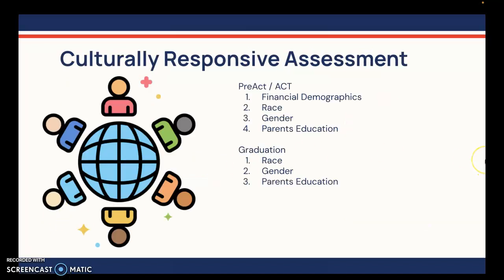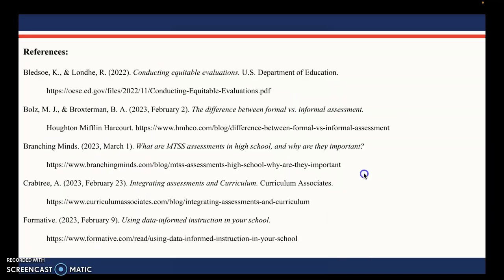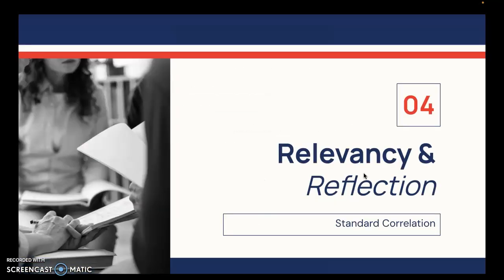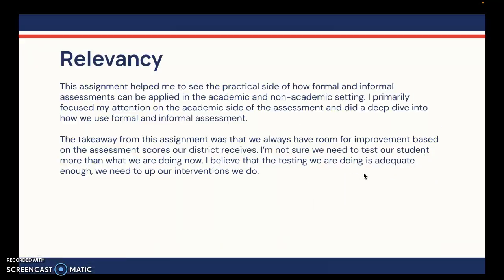So, culturally responsive assessment. The ACT breaks it down by financial demographics, race, gender, and parents' education. And the only other one we have besides that is graduation, and that breaks it down by race, gender, and parents' education. Here are my references. So we're on the first page, second page. And then finally, the relevancy and reflection.